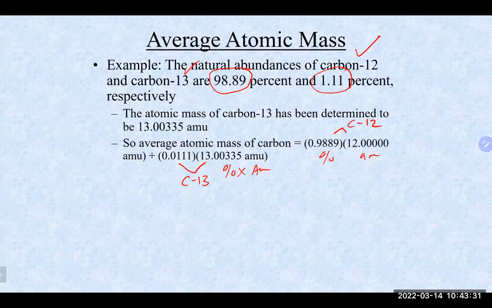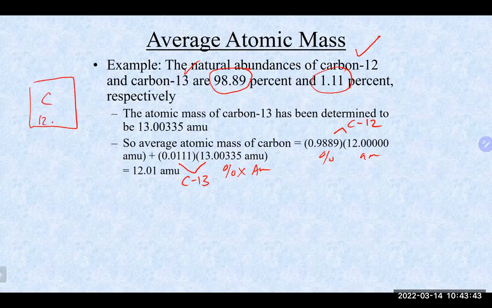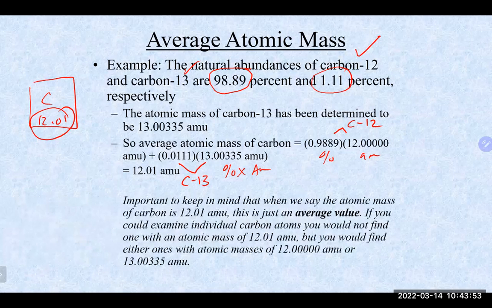The atomic mass of the carbon-13 is 13.00. When you do all that, you do get the 12.01 that we actually do see on the periodic table underneath carbon. Again, most people really don't call it average atomic mass. They just call it the atomic mass, or later the molar mass. But again, they are really average values of all the naturally occurring isotopes.